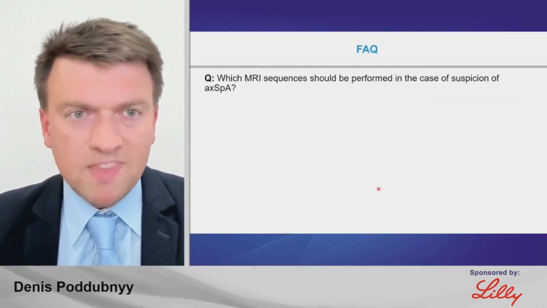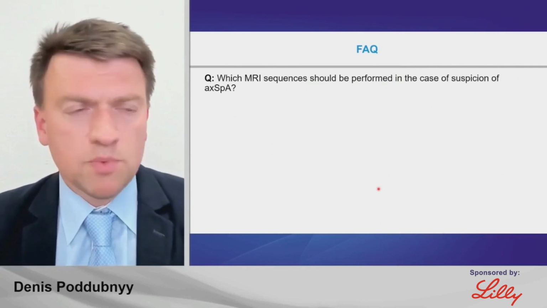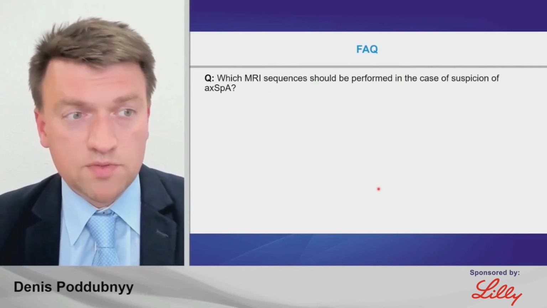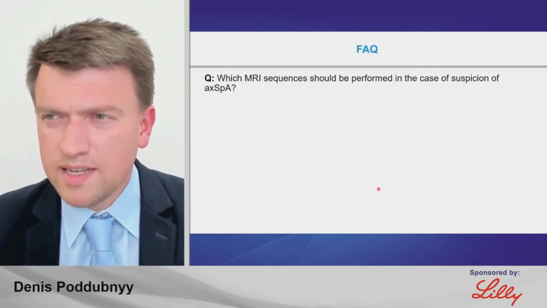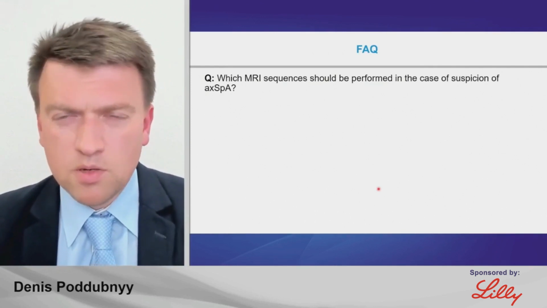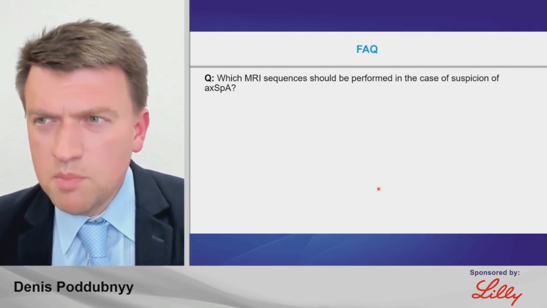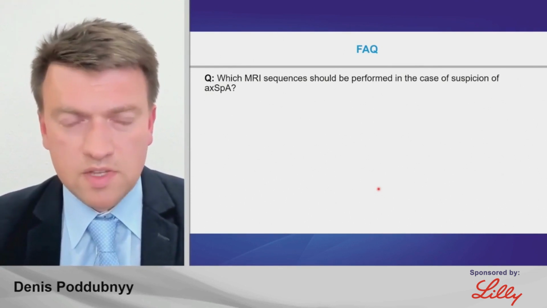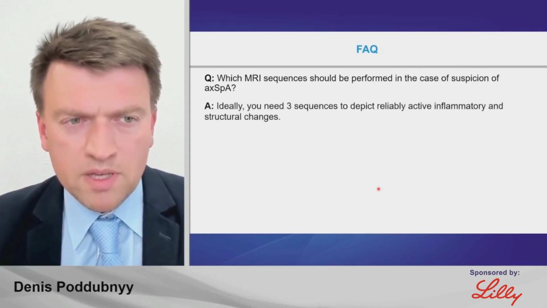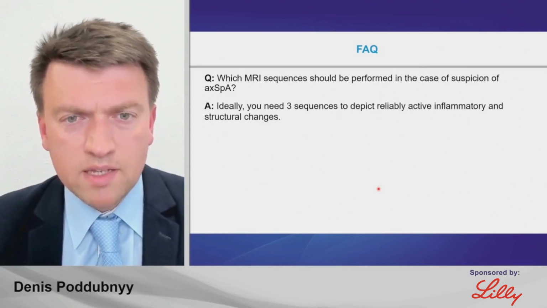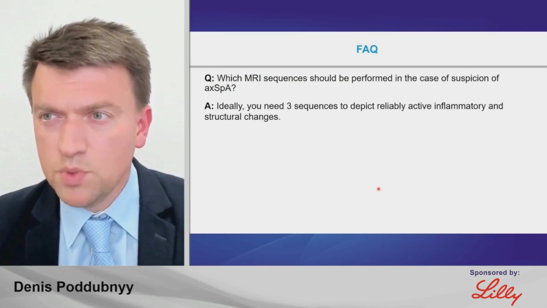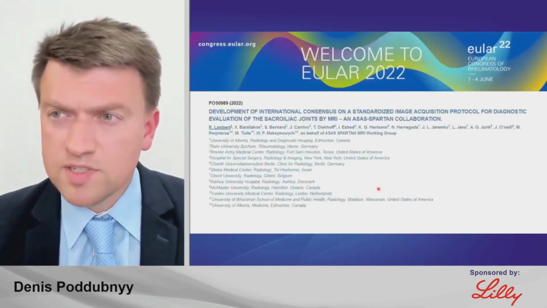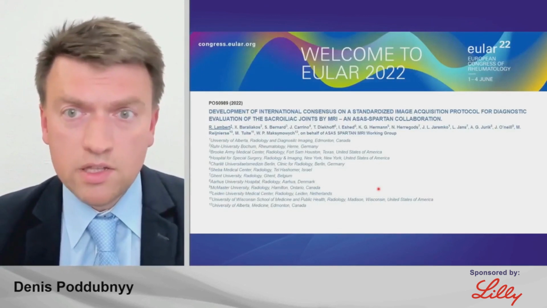X-rays. One of the frequently asked questions is which MRI sequences should be performed in the case of suspicion of axial spondyloarthritis. And I need to say the quality of imaging is really important to make a reliable conclusion out of this. And ideally, you need 3 sequences to depict active inflammatory and structural changes. Which are those sequences? There is a clear recommendation set presented last year at EULAR.